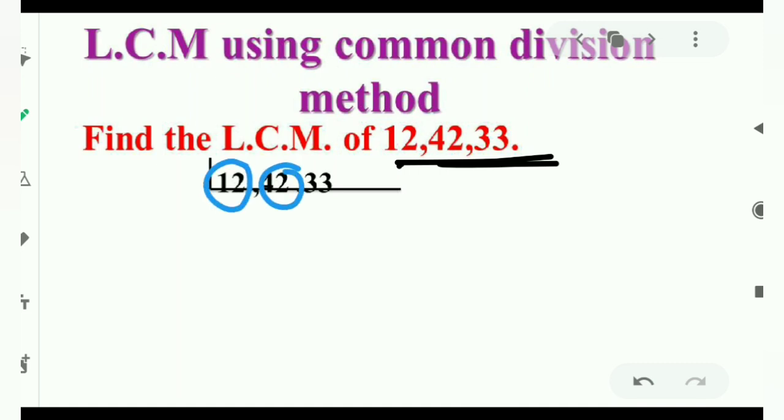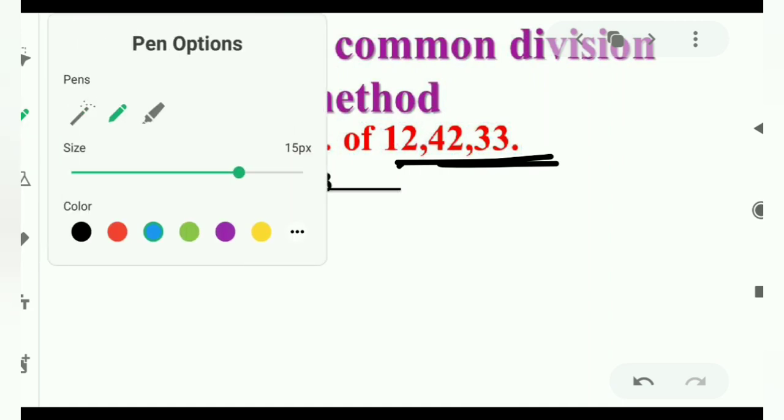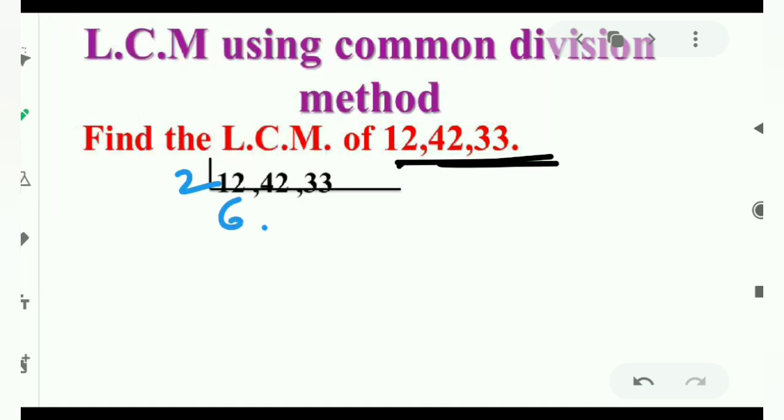Both the numbers are divisible by 2, right? So we are going to divide it by 2 so that we'll get 6, 21, 11, 33. Here, we write it clearly: 6, 21, and here 33 is not divisible by 2, so we are going to carry forward the number as it is, 33.